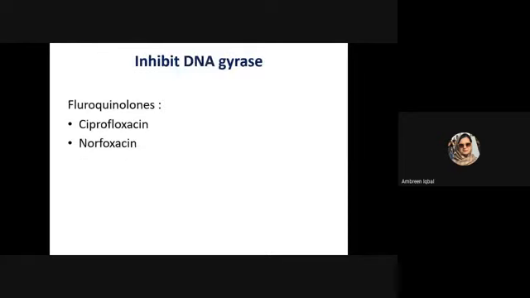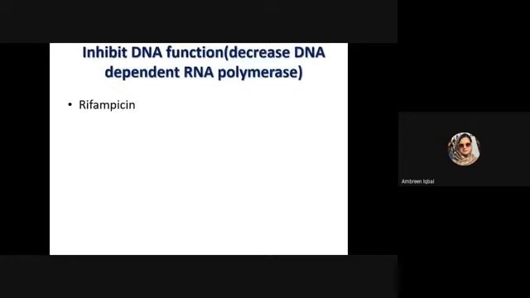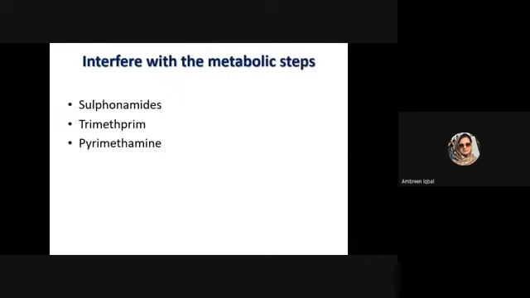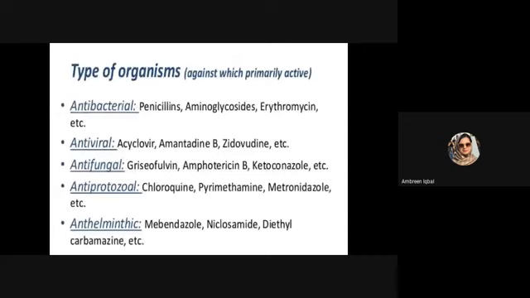The next is fluoroquinolones like ciprofloxacin, norfloxacin, sparfloxacin, levofloxacin. They all inhibit the DNA gyrase enzyme. Rifampicin, being used in tuberculosis, inhibits the DNA function, so it decreases the DNA-dependent RNA polymerase activity. Sulfonamide, trimethoprim, pyrimethamine, they all interfere with the metabolic steps of the microorganism. So this is a classification based on the type of the organisms, like antibacterial, antiviral, antifungal, antiprotozoal, antihelminthic drugs.